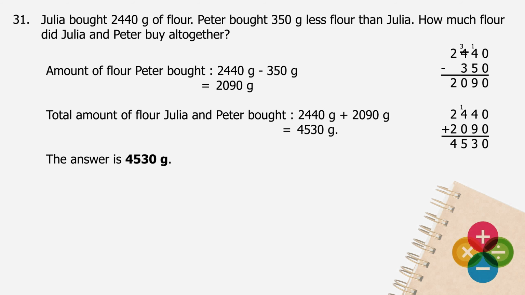The amount of flour Peter bought will be subtract 350 grams from 2,440 grams, and the difference is 2,090 grams. The total amount of flour Julia and Peter bought will be add 2,440 grams to 2,090 grams, and the sum is 4,530 grams. The answer is 4,530 grams.